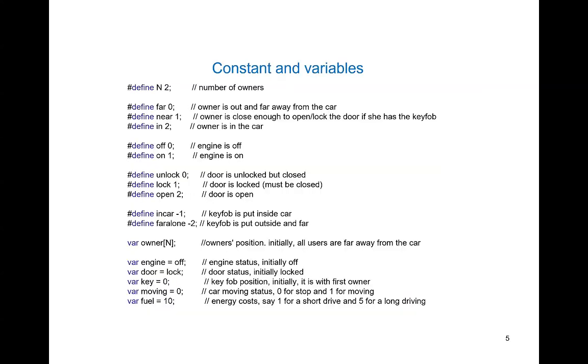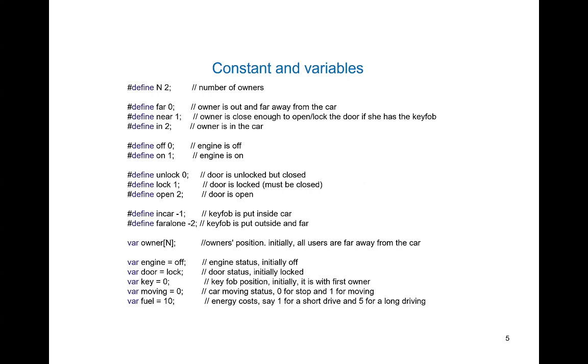To do that, there's a model. We can model that there are two drivers, husband and wife. Initially, the driver is far away, near the car, or inside the car. The engine can be off or on. The door can be closed but unlocked, closed with the locking state, or open.